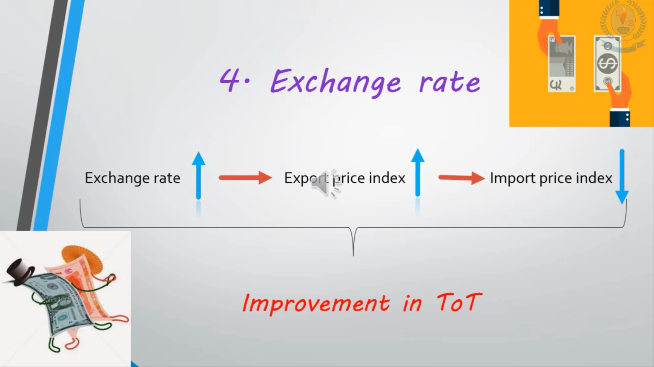Another factor which affects terms of trade is the exchange rate. If the exchange rate of a country increases, it will lead to an increase in the export price index as well. Also, the prices of the imported goods will fall, meaning the import price index decreases. So, both of these factors help to improve the terms of trade in that country.